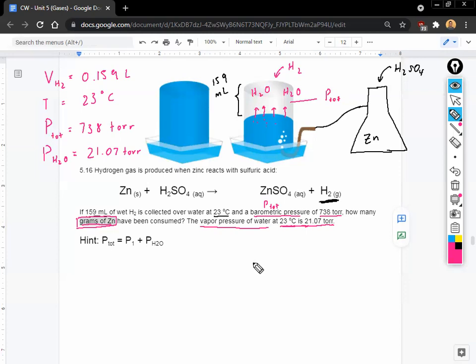Okay. All right, and that's why we need to know the pressure of the H2O because, again, the partial pressure, right? The total pressure is made up by the constituent pressures. If we want to find the pressure of H2, we need to use the total pressure and the pressure of H2O. That'll let us find the pressure of H2. And then after that, we can use PV equals nRT to find the grams of zinc.